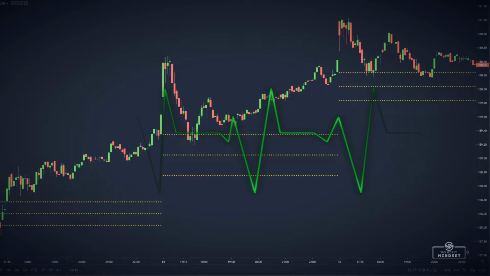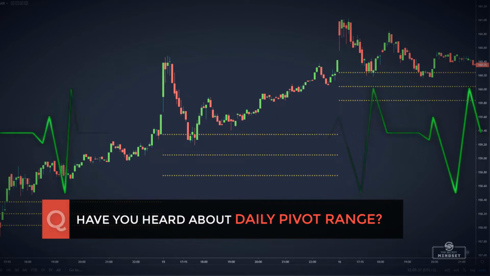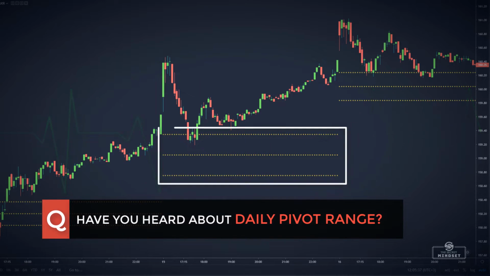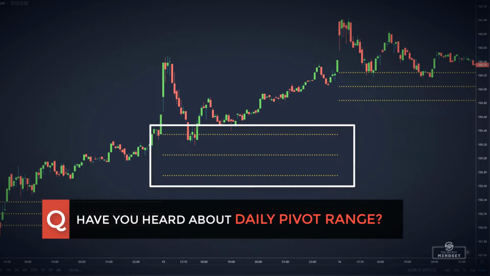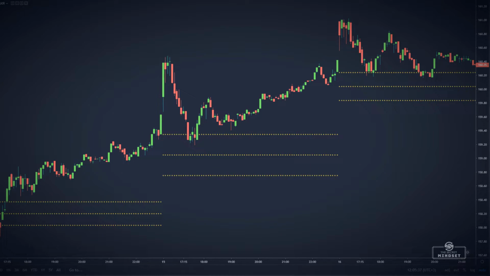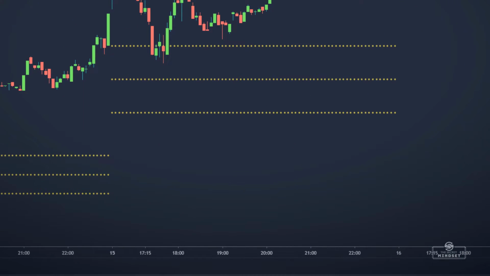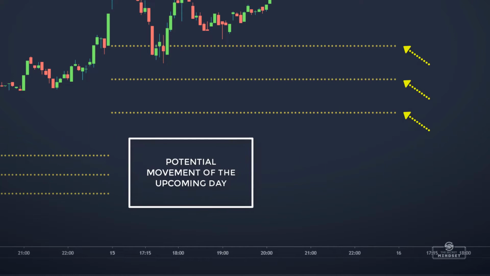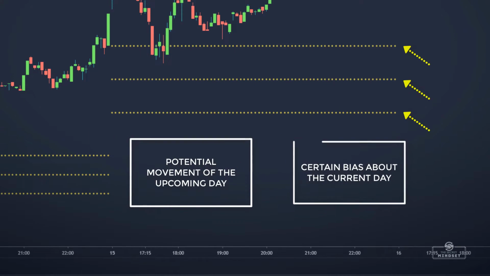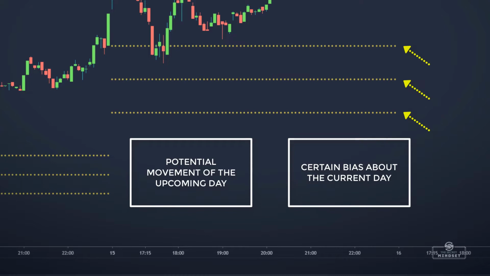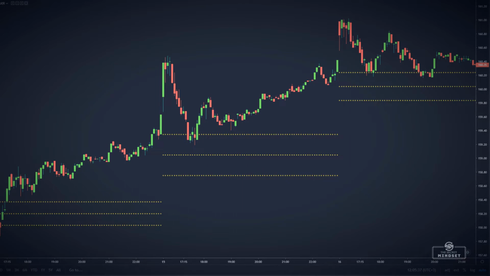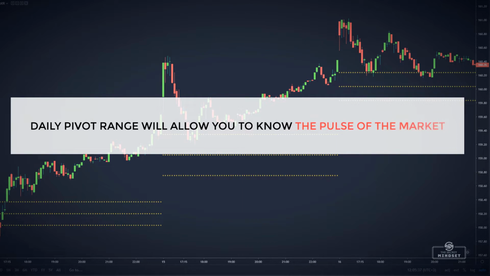Hey guys, so I'm sure that many of you are familiar with the standard pivot points, but let me ask you, how many of you take your trading decisions based on the daily pivot range? The daily pivot range is one of the most powerful pivot indicators and is very important because it can tell you a lot about the potential movement of the upcoming day and can offer a certain bias about the current day's price action. What if I told you that knowing the location of this price range will allow you to know the pulse of the market and will also provide you with a significant trading edge?